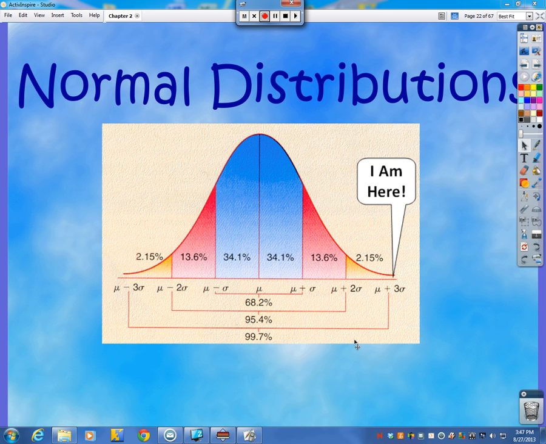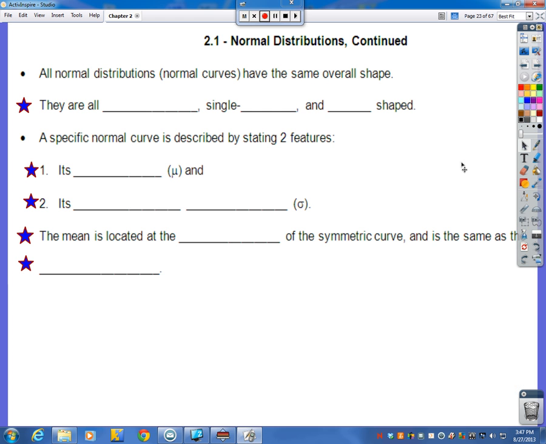And welcome to the last video, Chapter 2. We're going to talk about the normal distribution and actually do some calculations with it with something called the empirical rule. So we're going to be using this diagram later on towards the end of the video.